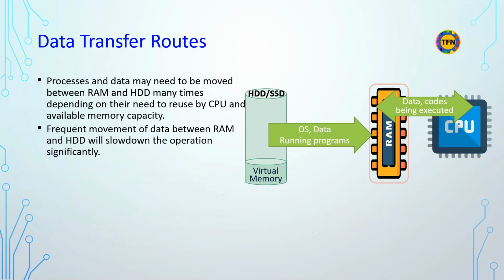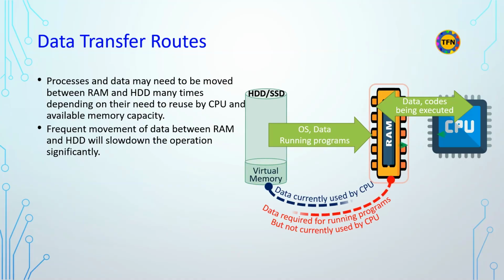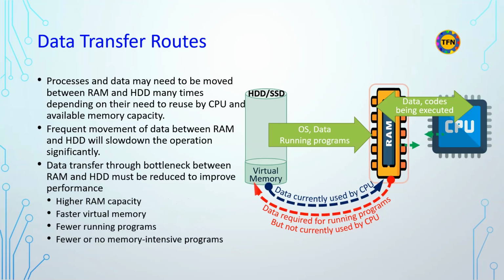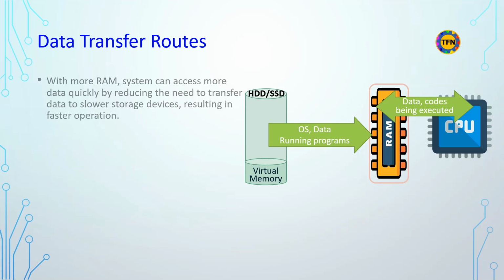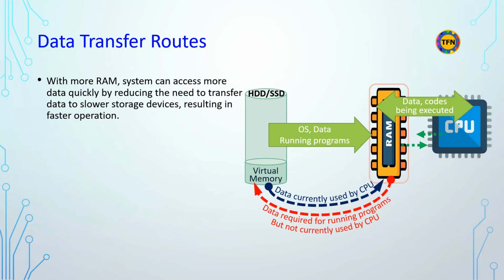Processes and data may need to be moved between RAM and HDD frequently, which will slow down the operation significantly. Performance can be improved with reduced use of this bottleneck by increasing RAM capacity, increasing virtual memory speed with a faster disk drive, running fewer applications and fewer or no memory-intensive programs. With more RAM, more data will be available for quick access by the CPU and reduced data transfer to and from slower storage devices. Overall result is faster operation.